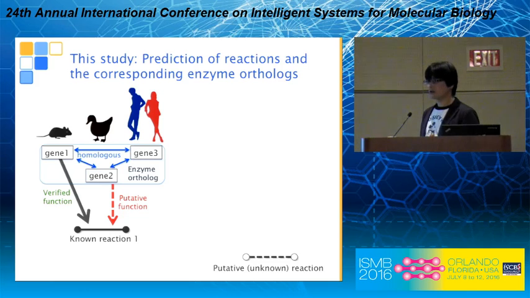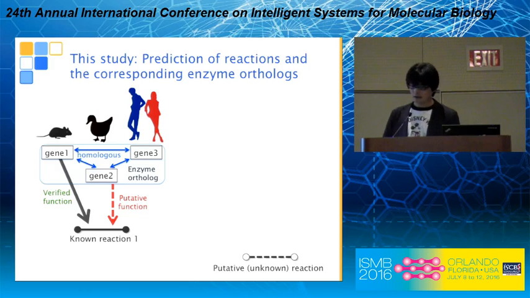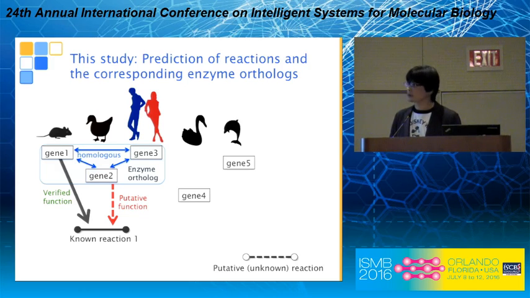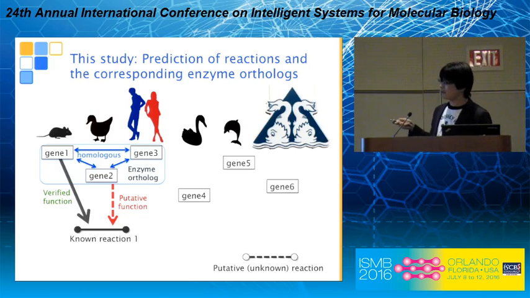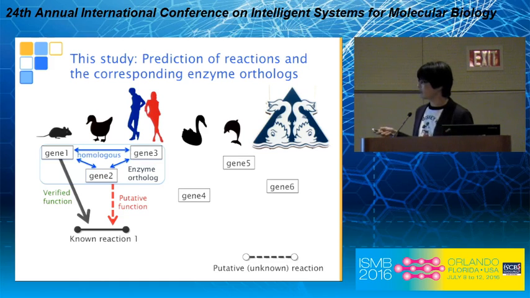Putative or unknown reactions, that is my main interest. There are some more species other than that which possibly have this putative reaction, such as swan and dolphin. So when there are such species that are supposed to have a putative reaction, remember that this is just a putative reaction, so we have not verified it. The problem is how to get annotation on these putative reactions.